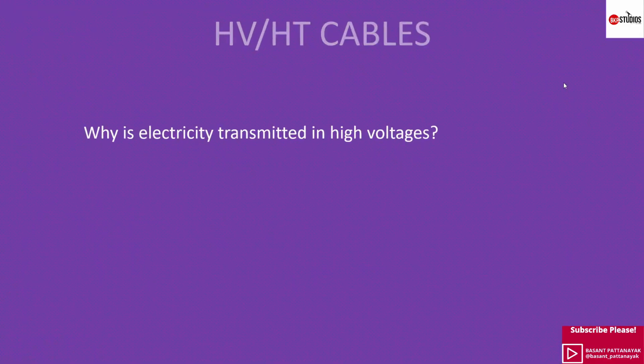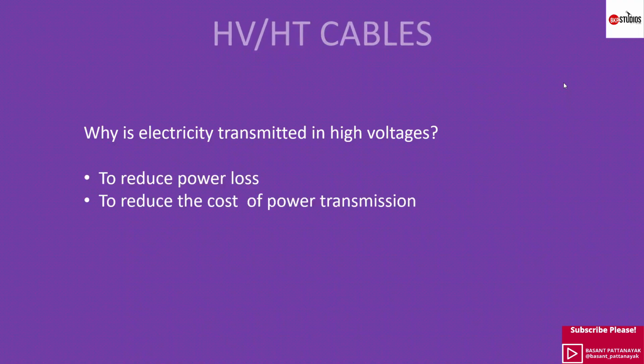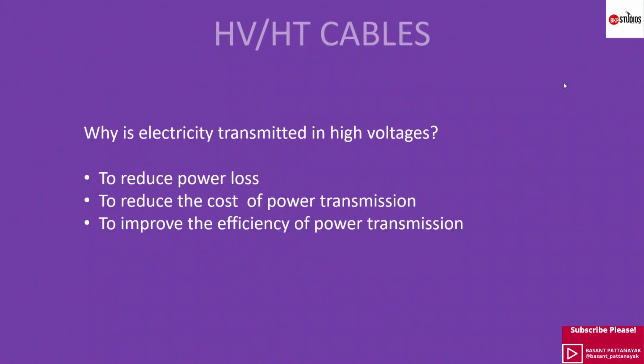We know HV cables are used in high voltage transmission. Why is electricity transported at high voltages? There are some advantages of high voltage transmission. It will reduce the power loss. It will reduce the cost of power transmission because the conductor size will be less. It will improve the overall efficiency of power transmission. Due to this reason, electricity is transmitted at high voltages.